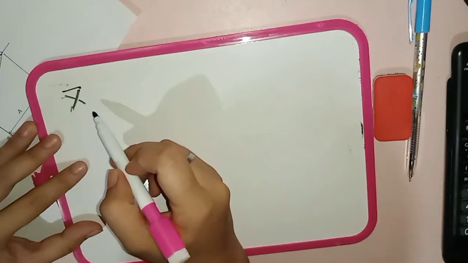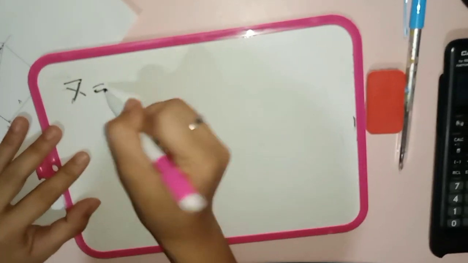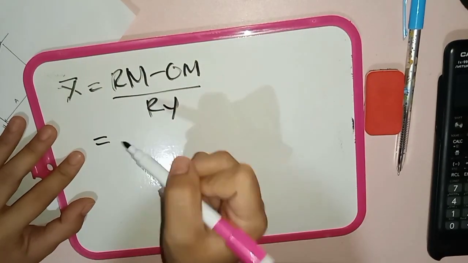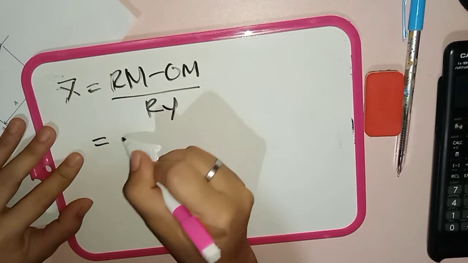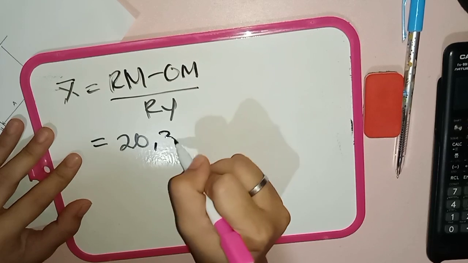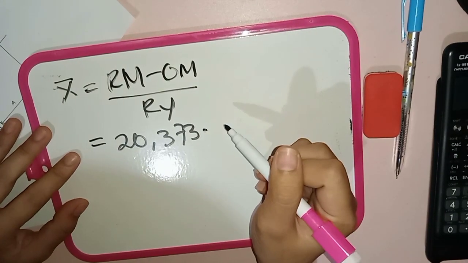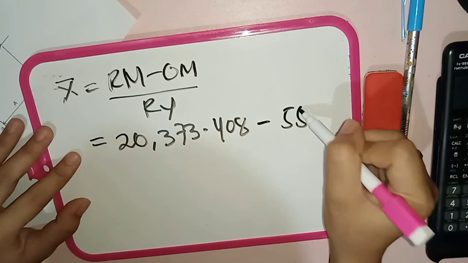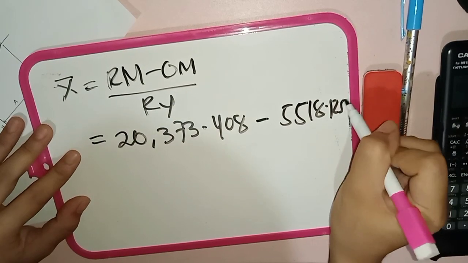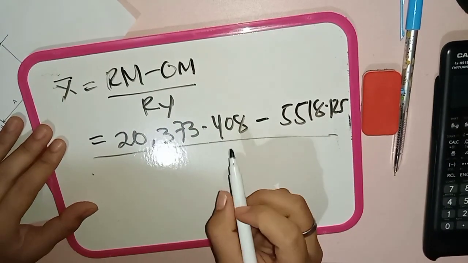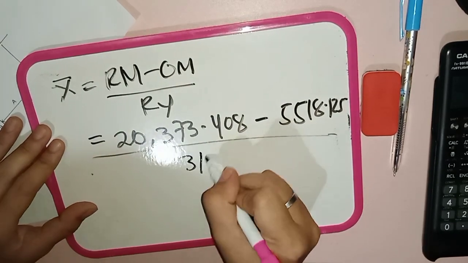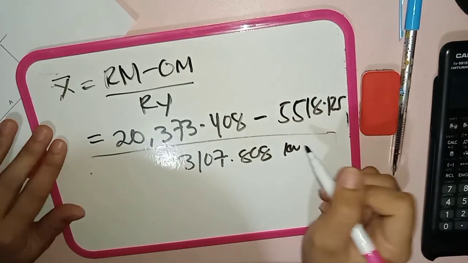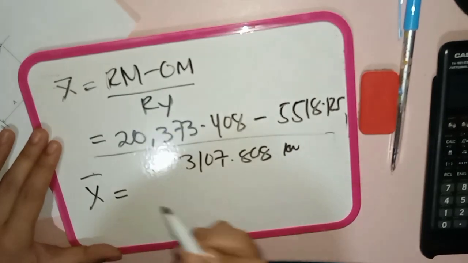It is the location of the total vertical forces. So bar x is equal to RM minus OM over Ry. Since we have computed RM earlier, its value is 20,373.408 minus our overturning moment of 5,518.125, over our Ry, which is 3,107.808 kN.